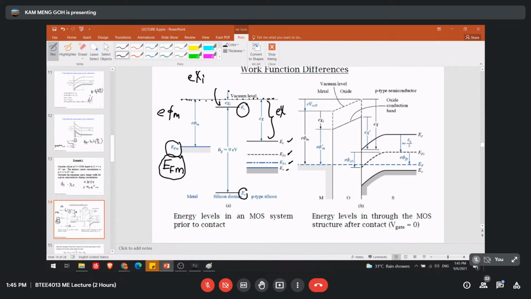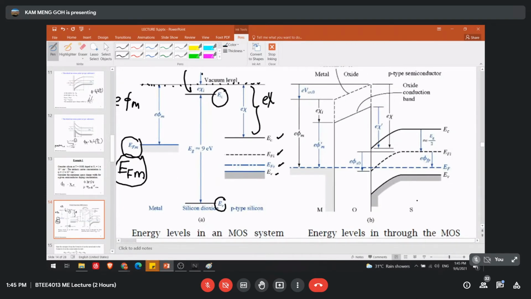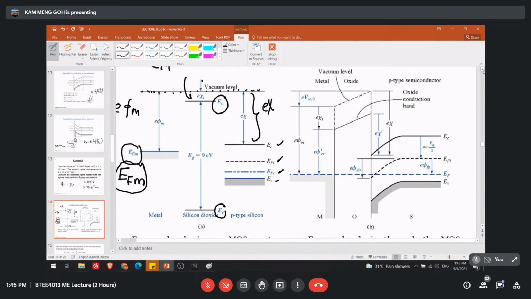But if we try to combine these three things together, what will the energy level look like? This will be a little bit complicated, so you don't have to remember everything. You just need to roughly know. So imagine this is the vacuum level. It will increase like this, in this way, and this is coming from the metal.